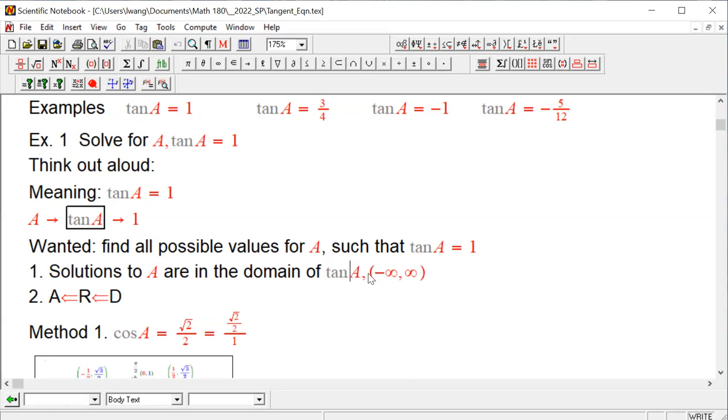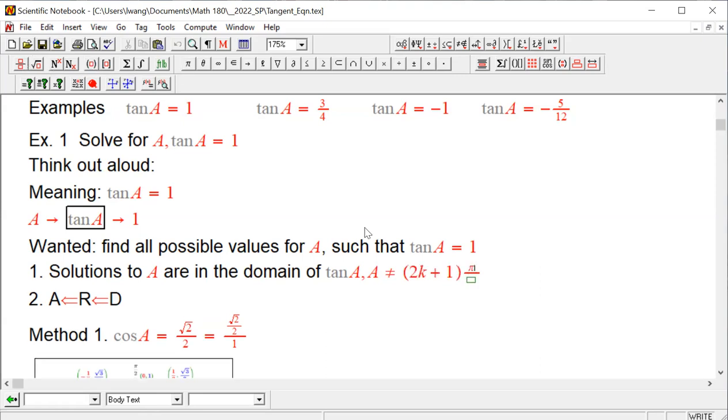And what's the domain of tangent? We just talked about it, right? The angle A can be any real number except odd number multiples of pi/2. Right? So we have a tangent, and it equals 1, right?